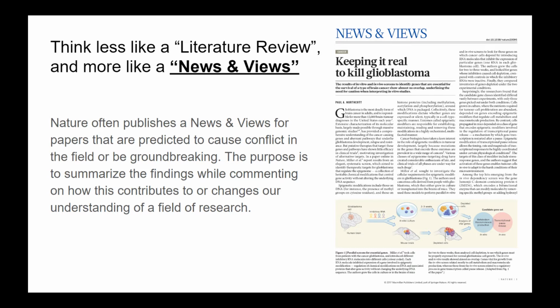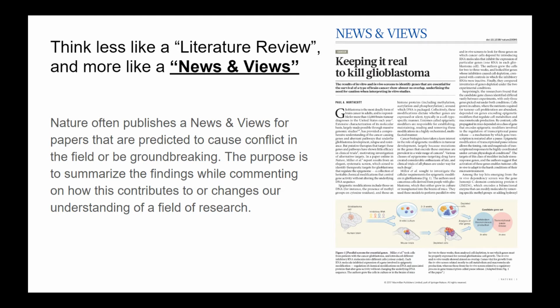I guess a good example of what we're looking for, but more simplified. So it says literature review. Technically, literature review in research lingo means a complete analysis of all the literature, and you didn't do any experiments, you just talk about experiments that have been done. That's not what we want. So instead of a literature review, it's more like a news and views.